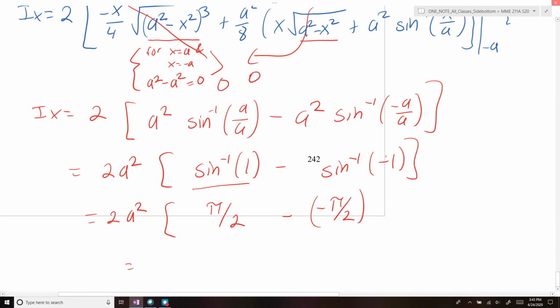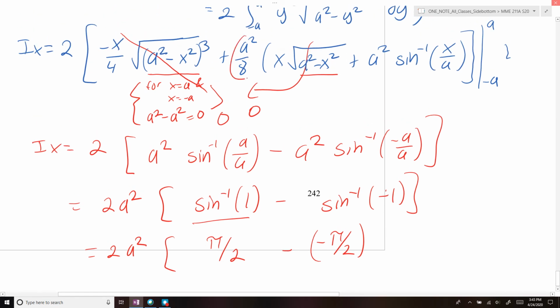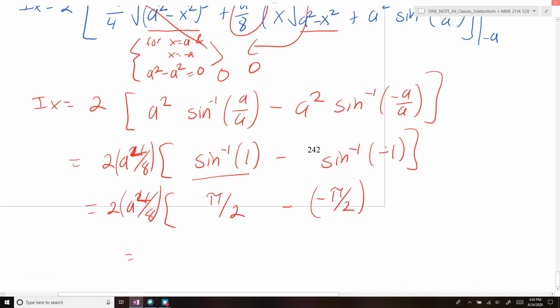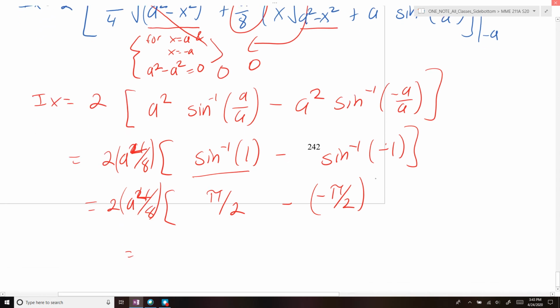Oh, I'm sorry. I forgot to include this a squared over 8 term here. So this 2a, instead of being 2a squared, should be 2a to the 4th over 8. All right, that looks much better.